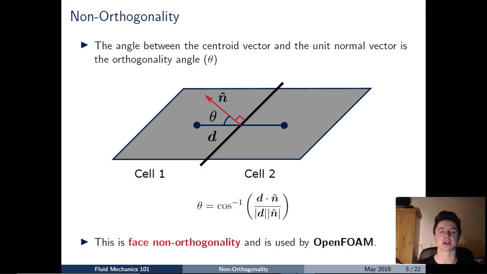As you can see from this diagram, non-orthogonality is a quantity that's evaluated on cell faces. The cell we have may have multiple faces, particularly if it's a polyhedra, and each of these faces, if it connects the cell to another cell, has a non-orthogonality angle associated with it. We're going to term this face non-orthogonality, and it's the metric that's used by the CFD solver OpenFOAM. But it's not the only metric we can use, and that's what we're going to look at in this talk a bit later on.